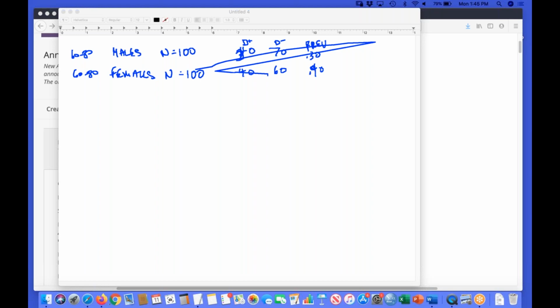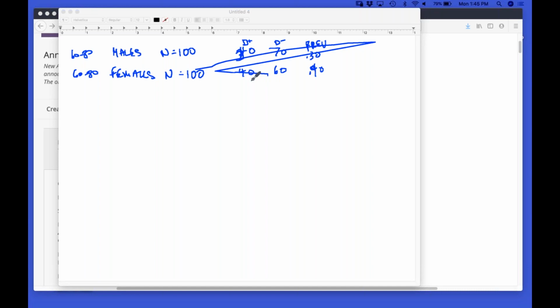So I'm going to look at this a different way. I'm going to add all these together. Out of a total of 200 people, 70 of them said that they were diabetic, and 130 said that they were not diabetic. So the overall prevalence is 35%.